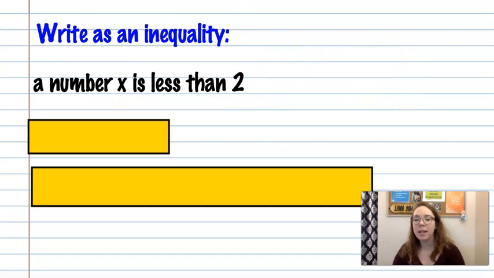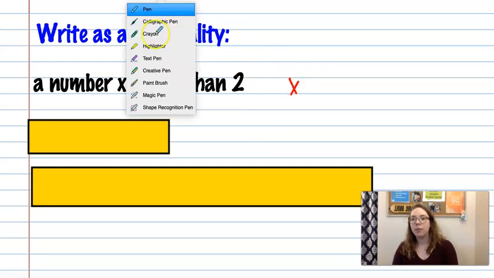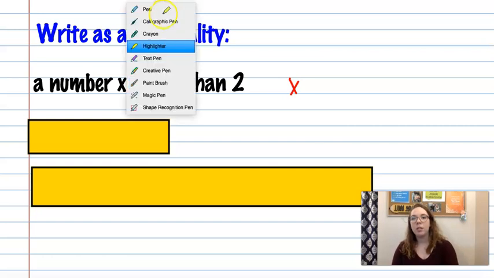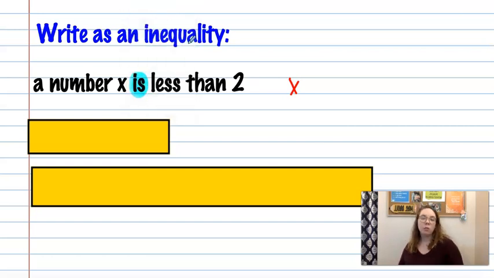All right, writing these inequalities from a number sentence. So this is a number x is less than 2. So we'll use x. Anytime it says is in a word problem or a number sentence, that means you're using either an equal sign or an inequality symbol. So this one says is less than. So we're just using the less than symbol and then 2.